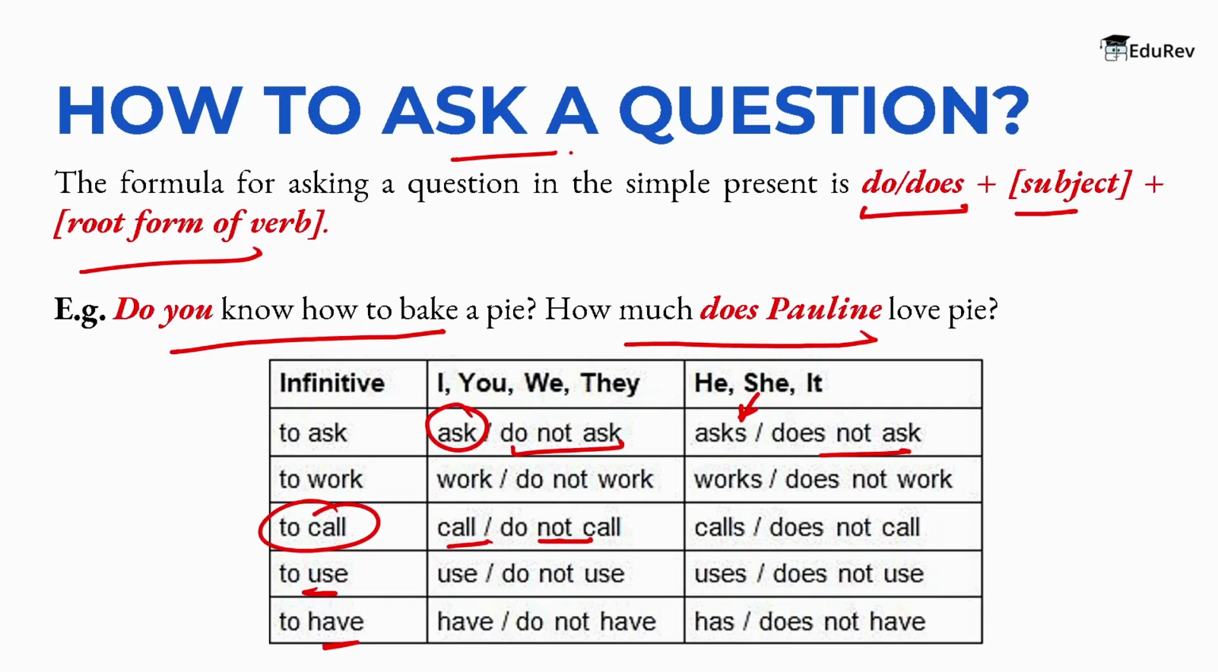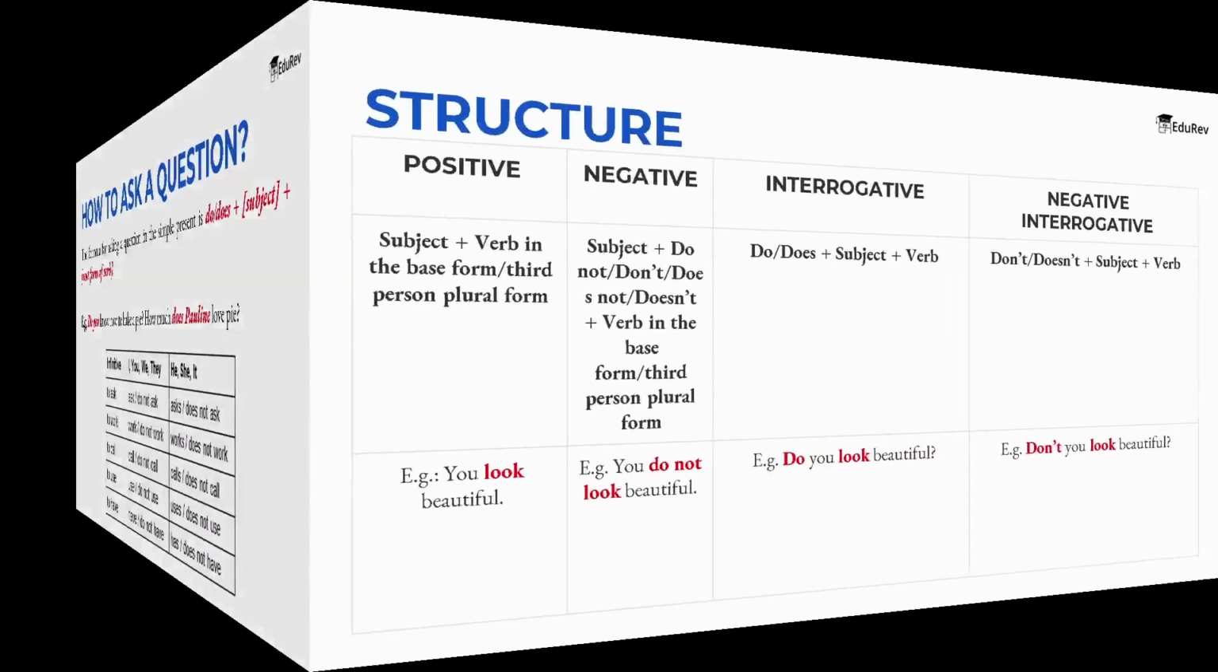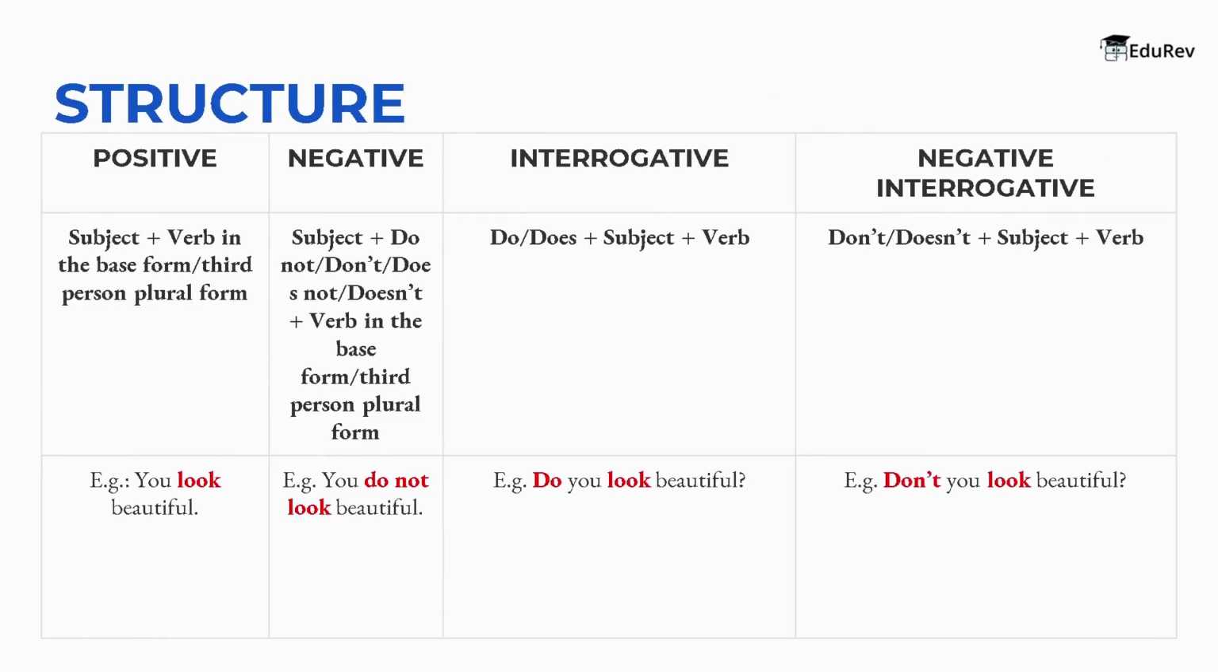So I hope you have understood how we can ask a question with the help of the simple present tense. Now, we need to see how we can formulate the structure of the simple present tense. The structure can be understood by analyzing the positive, the negative, interrogative, and negative interrogative forms of the tense. Have a look at the following simple present tense structure chart, which is displayed on your screen, so that you can understand easily how it works.